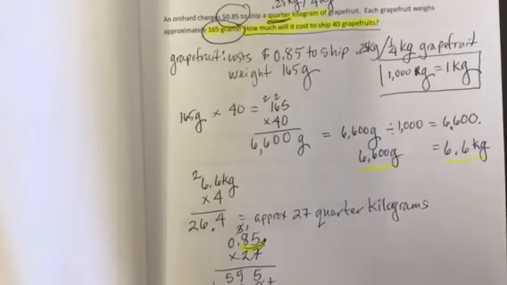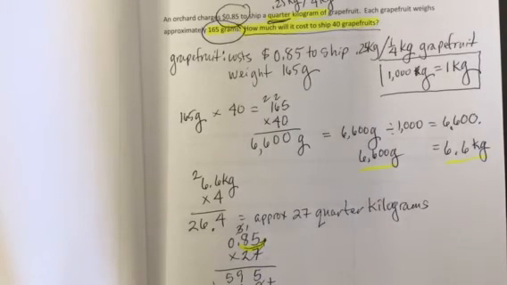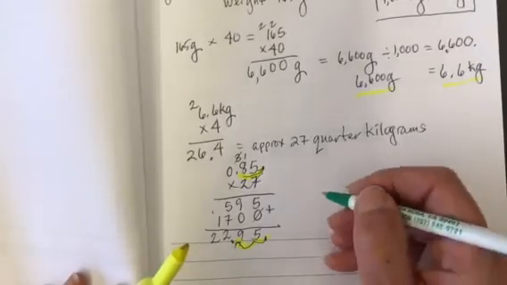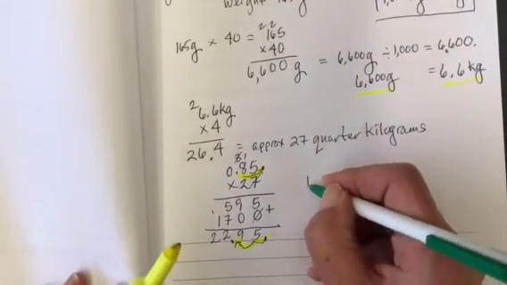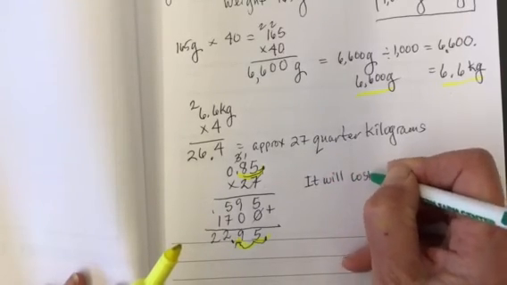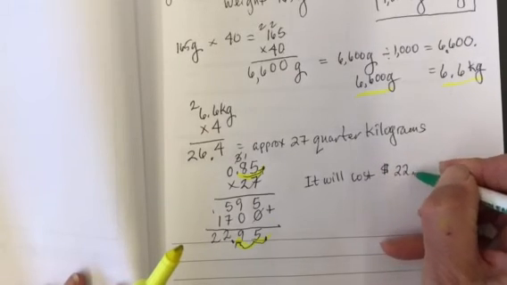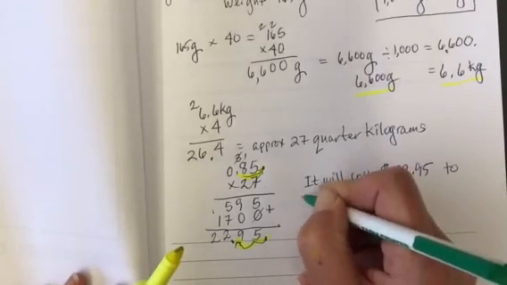Believe it or not, there's our answer. We got it. So the answer would be, it will cost $22.95 to ship 40 grapefruits. Because with these, you always want to make sure that you answer it completely the way it's being asked. It will cost $22.95 to ship 40 grapefruits.